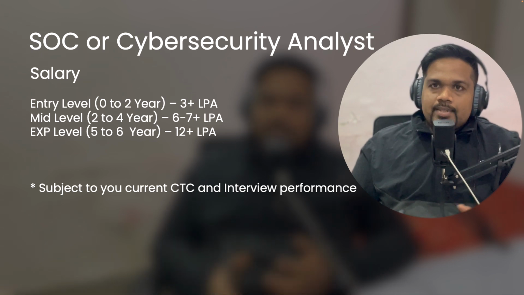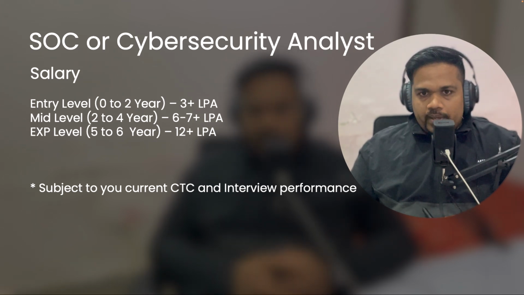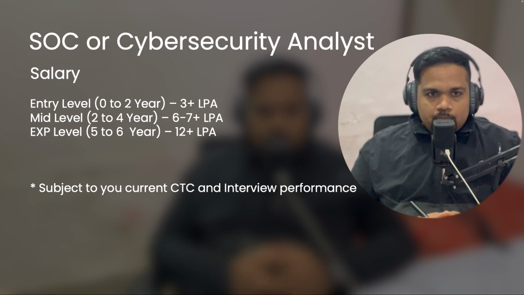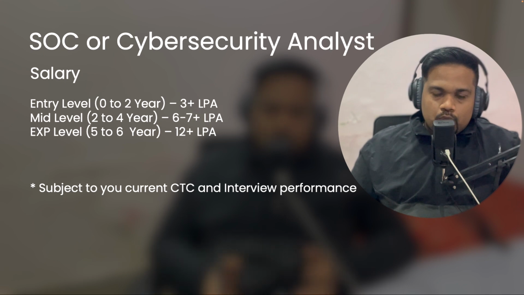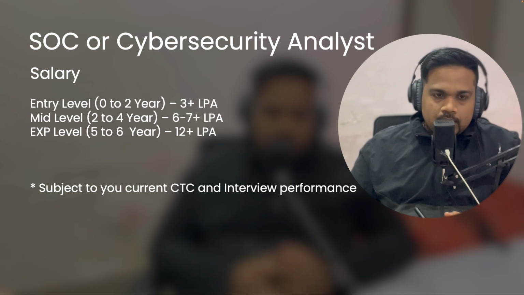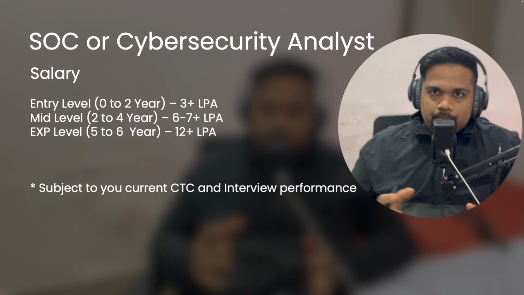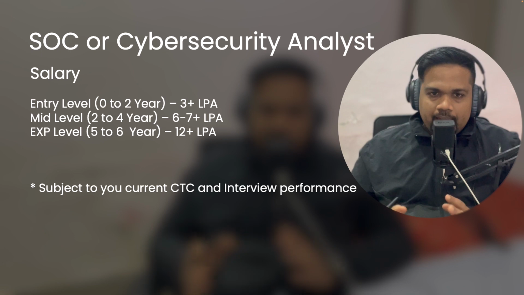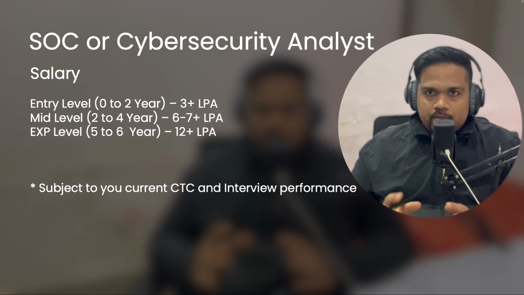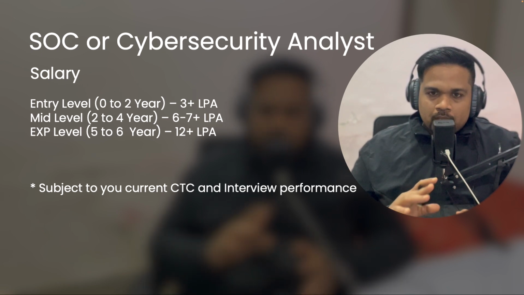And the next one, what salary can you expect in this domain? Based on my experience, if you are a fresher in this particular domain, at least from 0 to 2 years, you can expect more than 3 lakhs. And if you are at a mid range with a cybersecurity background, it will be more than 7 lakhs, based on your current CTC and your interview performance.